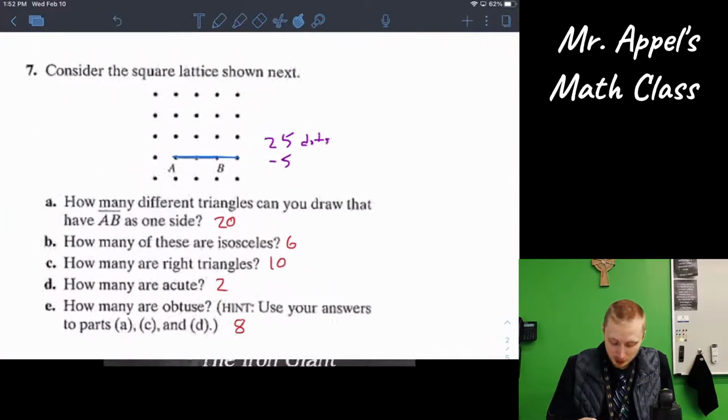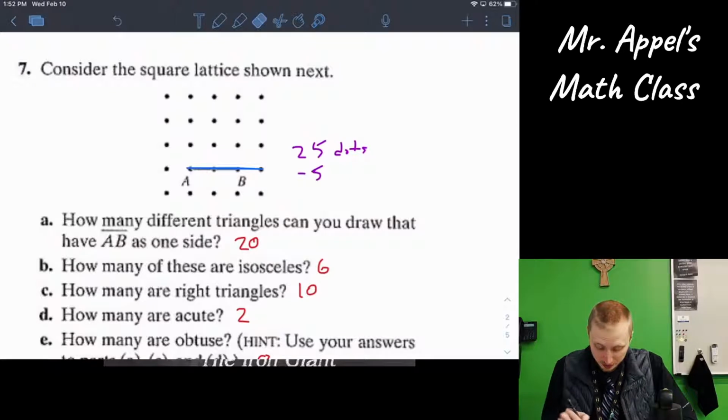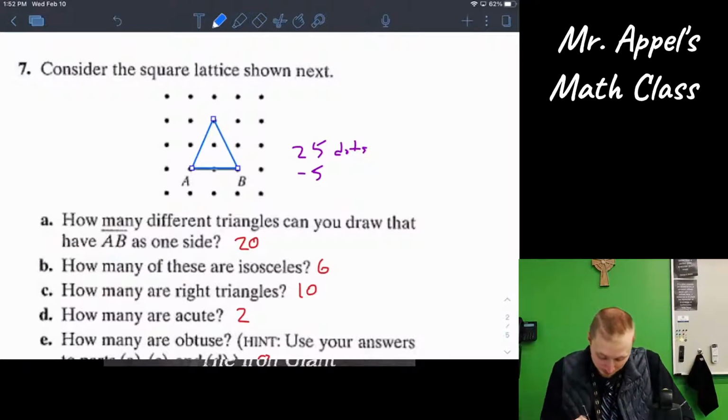Here we have a grid. It's called a square lattice. It's a grid of dots, okay? That's all we're talking about. And what we want to know is how many possible triangles can you draw so that segment AB is still one side of your triangle. So you could draw that one, or you could draw here, you could draw to there, you could draw to there. Basically, you're going to connect to all of these dots in order.